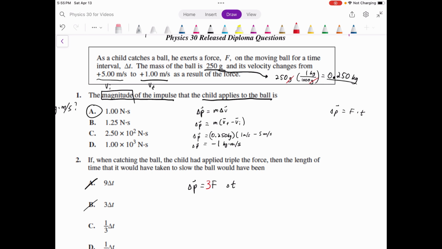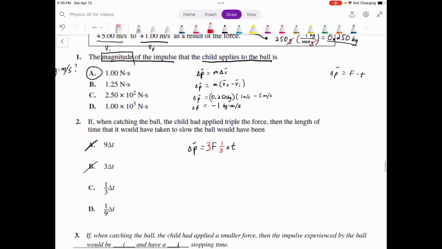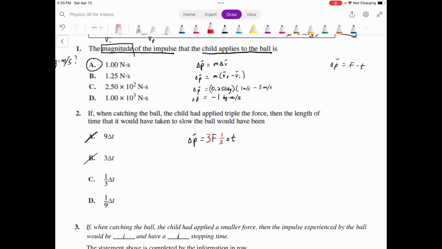Right now, I've multiplied this side by 3, right? If the impulse needs to be the same, I need to multiply the time by 1/3, so that overall, we haven't actually changed the overall impulse, right? Yes, the force got 3 times bigger, but as a result, the time will now be 3 times smaller, or 1/3 as large. So the answer is C, right? D is just trying to get us if we thought it was squared for some reason, right?